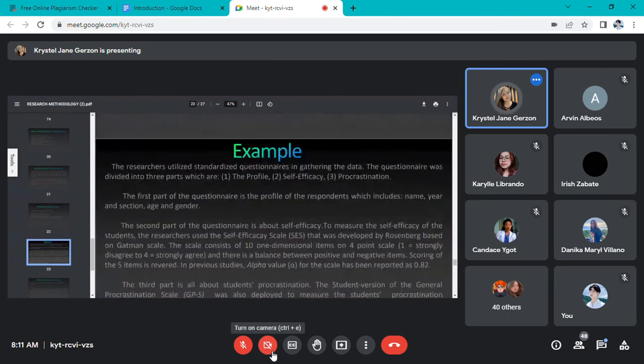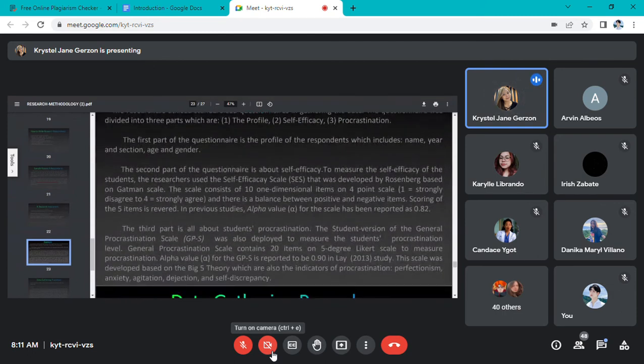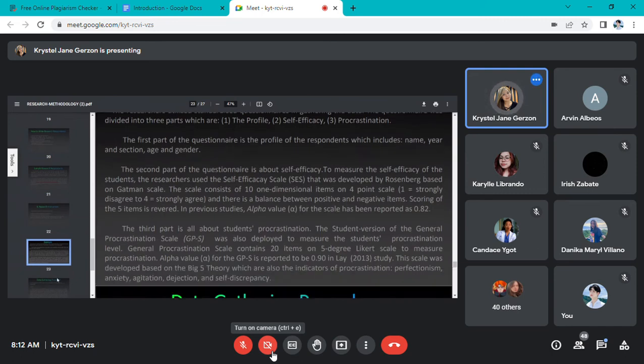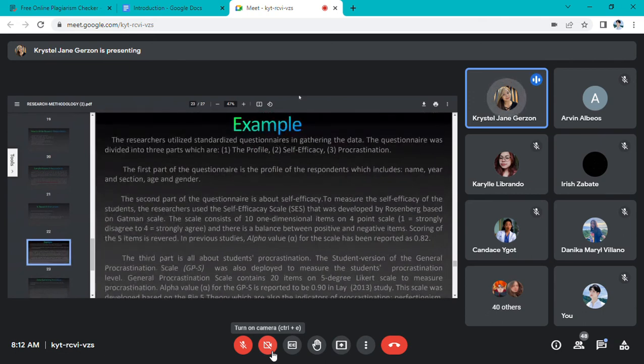So as you can see, they explained each part of the survey questionnaire, and they also mentioned the title of the questionnaires that they have adopted. And then they also mentioned the author and the rating scale, no? And even most importantly, the reliability test score. This is for us to establish to your readers and to your panel that you are not just adopting any random questionnaire, but you are actually adopting or adapting a standardized questionnaire.